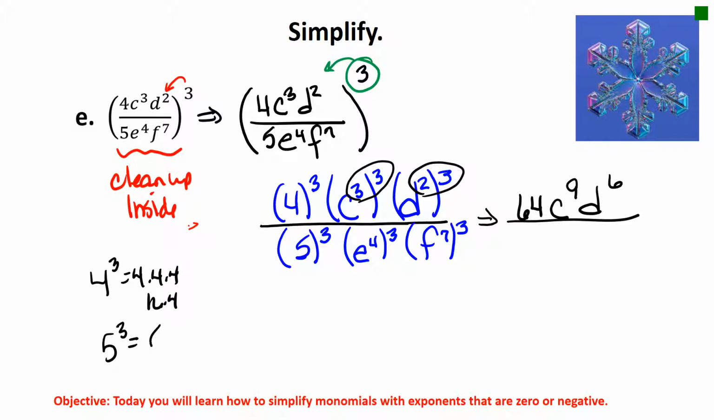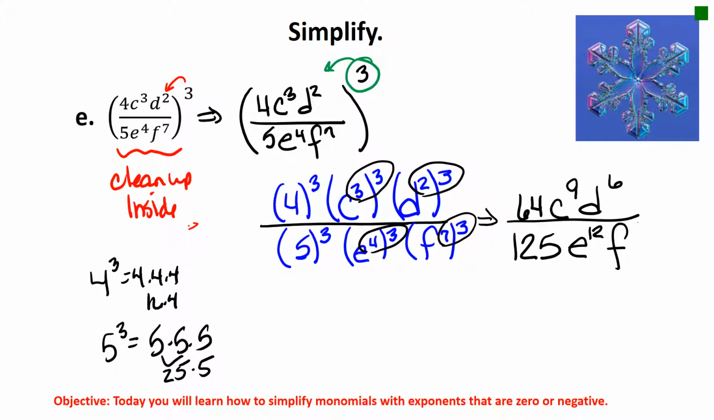5 to the third means 5 times 5 times 5. So that's 25 times 5, which is 125. My base of e has a power to a power, which means I multiply, so it's e to the 12th. My base of f, I got a power to a power, which means I multiply, which is 21. I'm going to double, triple check and make sure that I didn't have any c's on top and the bottom that I have to clean up, but I don't have any. Since 4 over 5 didn't reduce, 64 over 125 won't reduce either.